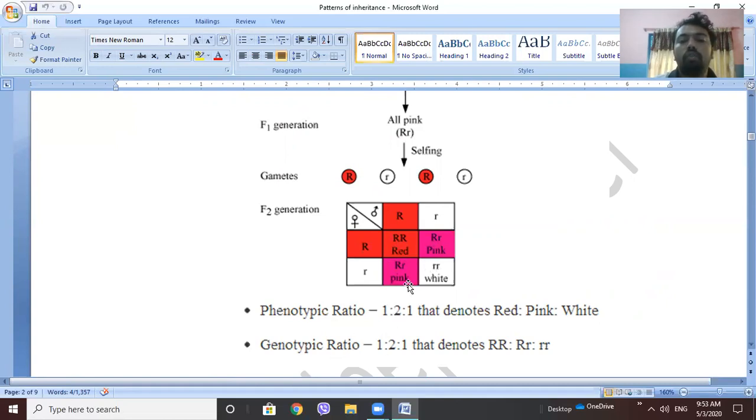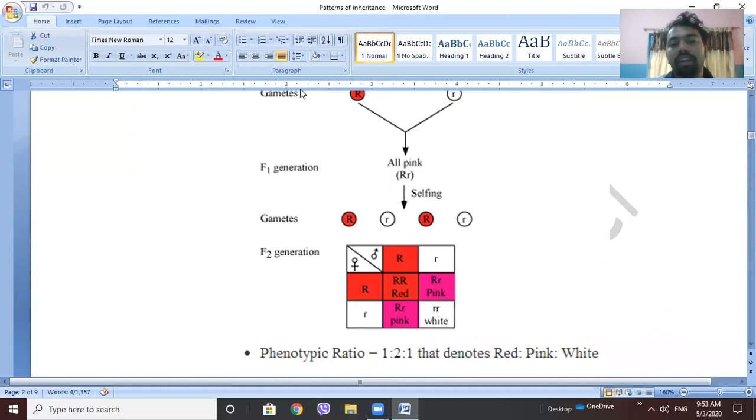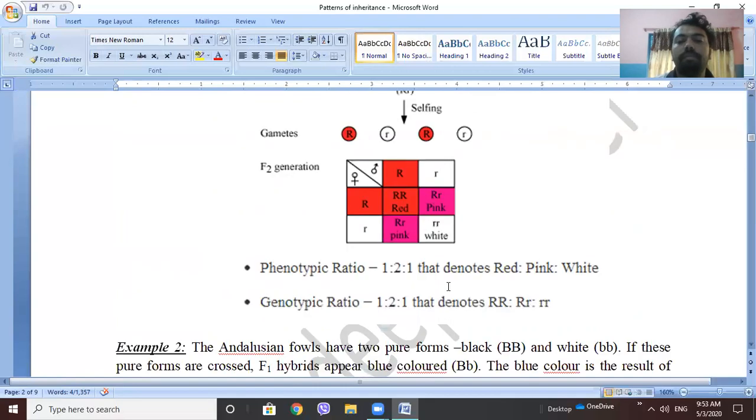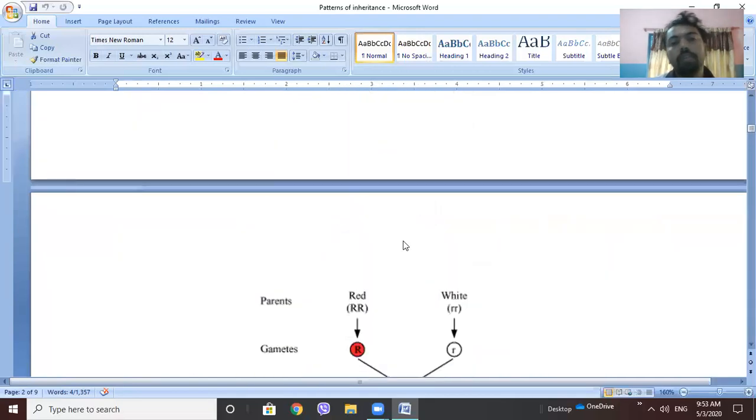1 red, 2 pink, and 1 is white. So you can just say that the heterozygotes, so the pink ones, are similar to the F1 generation. And this one is red, and this one is white. Okay, so this is one example.